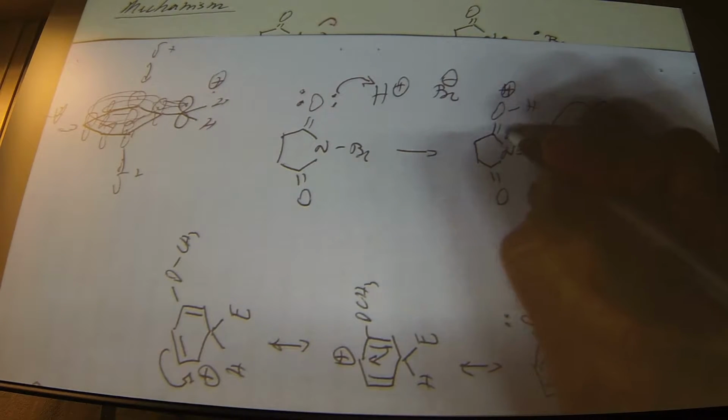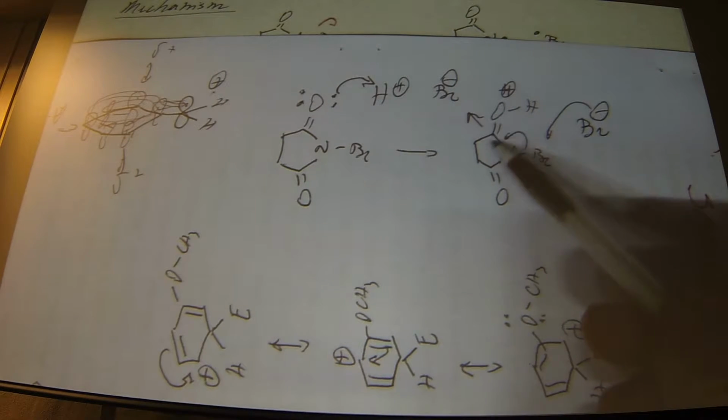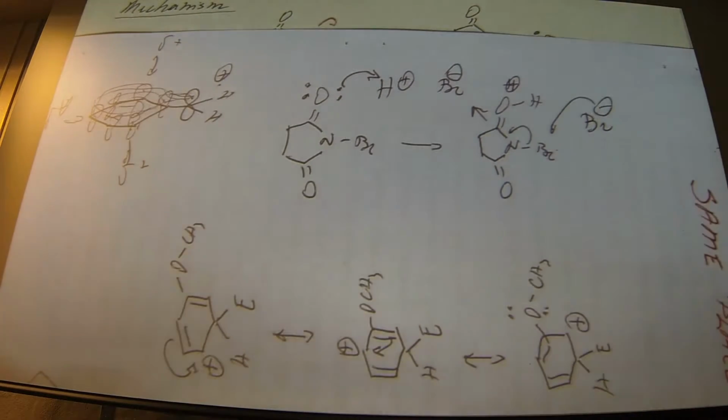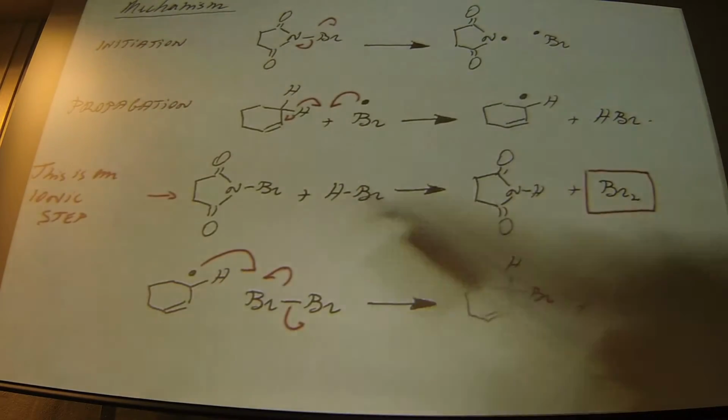And now bromide can come in and do this chemistry. And what that gives you is Br2 as one product, and then the double bond to OH there. That looks like an enol. In fact, it is an enol. It's the enol of an imide, and that gives rise, after proton transfers, back to succinimide. So that's the mechanism for this step here.